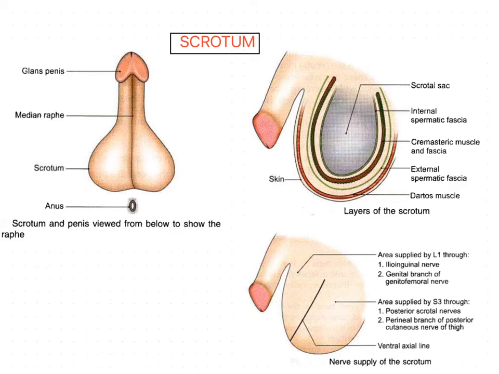Dear students, welcome back. In the previous session, we discussed the male genital external organs, part 1. In that, we discussed the penis. Now, in this session, we are going to discuss another part, in part 2, that is the scrotum.